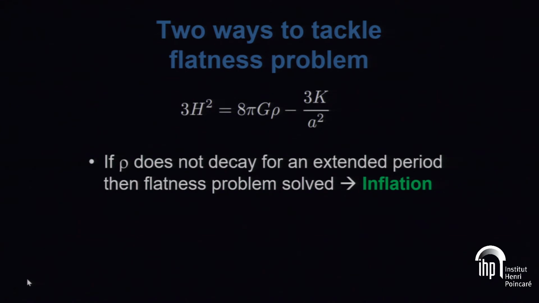First one is, of course, inflation. Inflation says that this energy density does not decay for an extended period. Then for that period, this still decays. The decay is slow, but it still decays. And if we wait for enough time, then this becomes so small at the end of inflation that it takes a long time for this term to catch up. And it has not yet caught up, not even now. So this is how inflation solves the flatness problem.